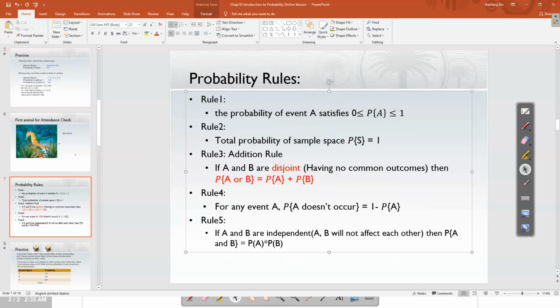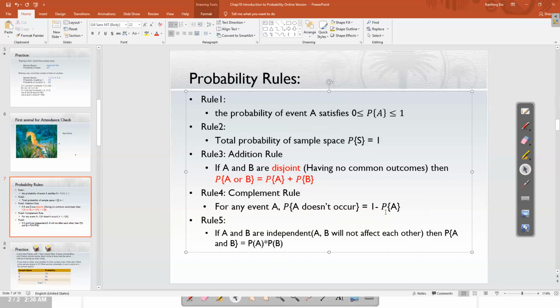If the 2 events have no common outcome, then you can use the addition rule. Probability of A or B equals probability of A plus probability of B. Right. So the next rule is for any event A, the probability A doesn't occur equals 1 minus the probability of A. This rule is also called the complement rule, right? So probability of not A and probability of A complement each other. They add up to the whole sample space.